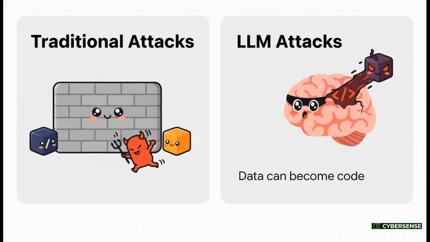And this right here is the fundamental difference from the attacks we're used to. In the old world, code was code and data was data. There was a hard wall between them. But with LLMs, that wall completely crumbles. Data can become code. An attacker can feed the model some malicious data, and the model will just interpret it as a command to be executed. And that is what makes this so incredibly dangerous.